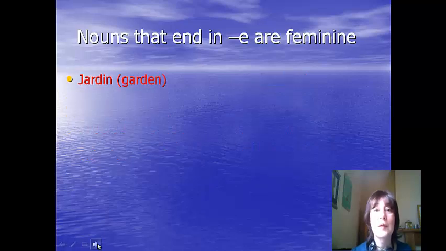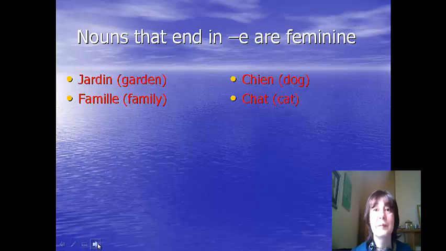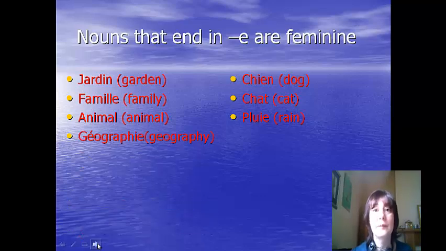Okay, so let's see what you've got. Jardin, it doesn't end with an E, so it's masculine. Chien, same thing, doesn't end with an E, so it's masculine as well. Famille does end with an E, it's feminine. Chat doesn't end with an E, it's masculine. Animal doesn't end with an E, it's masculine. Pluie does end with an E, it's feminine.